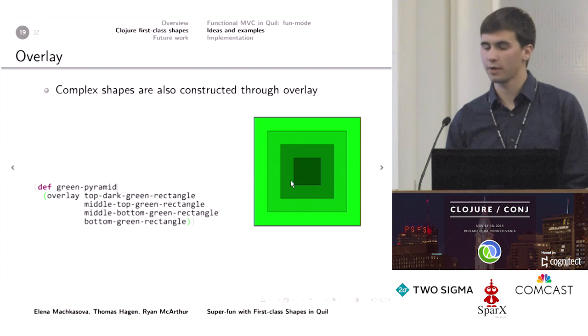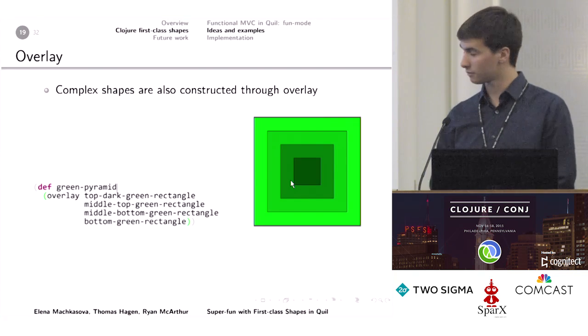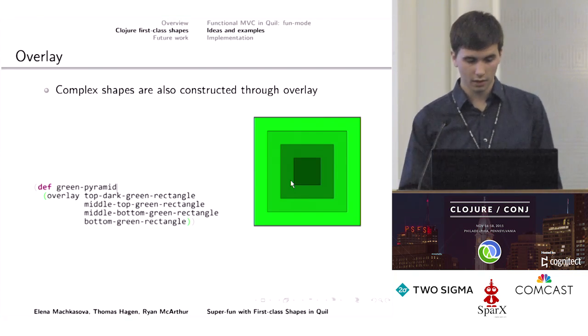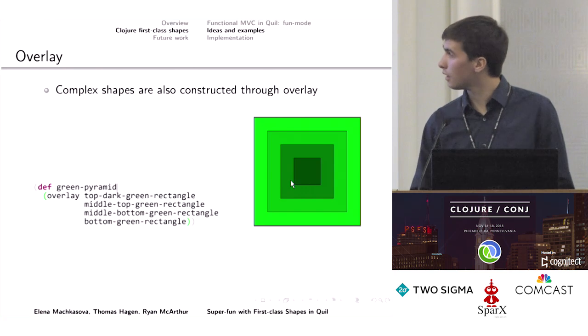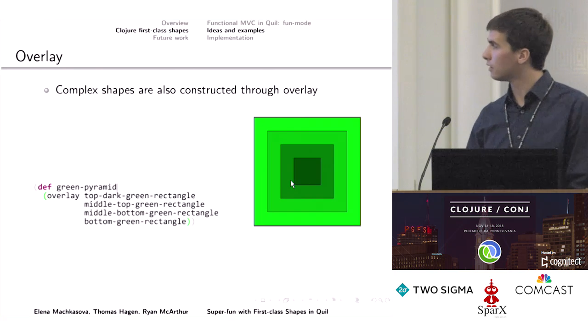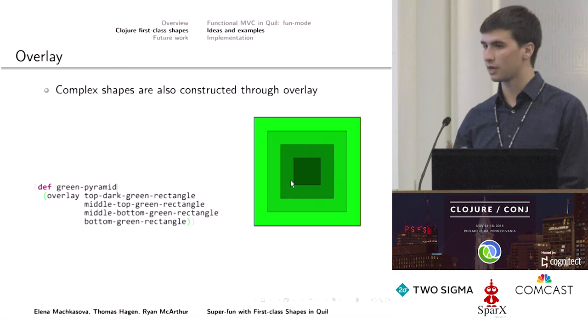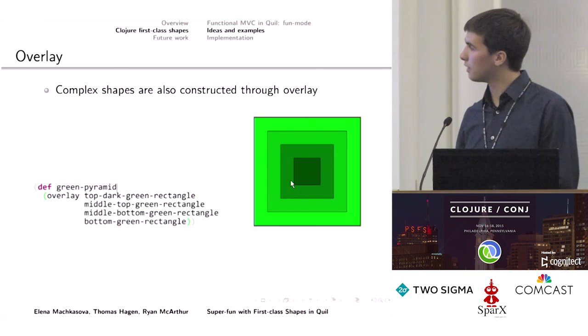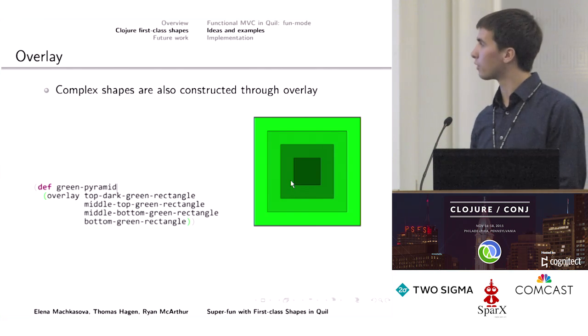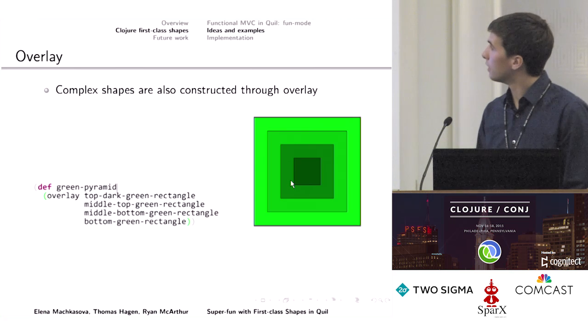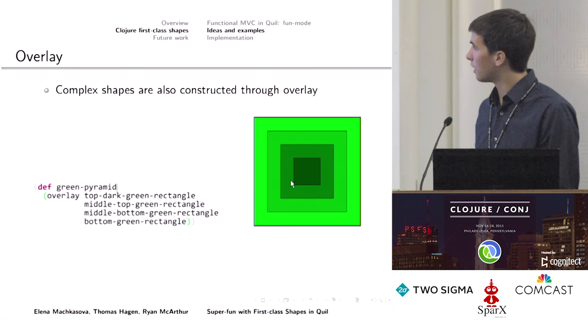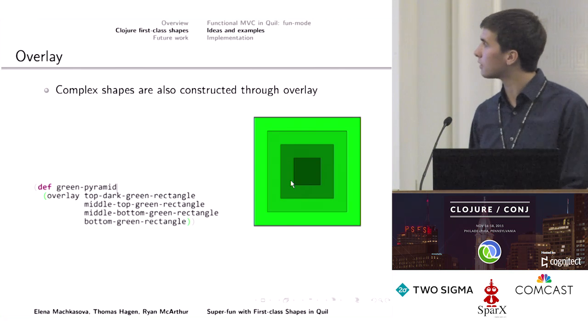Overlay is another function we made, which also creates complex shapes. In this case, we decided to make overlay where the first argument is at the front of the image, and the last argument is at the back, or top and bottom. And in this case, we're just overlaying different size rectangles on top of each other.